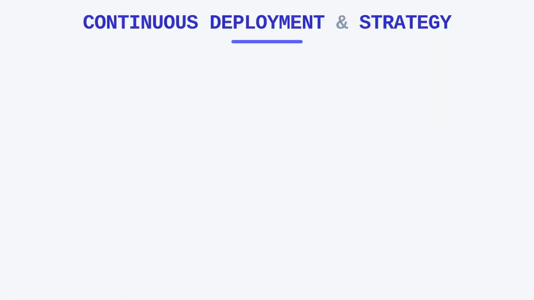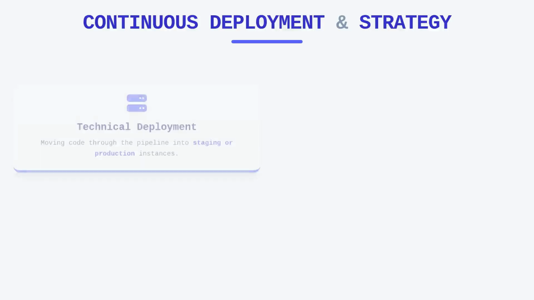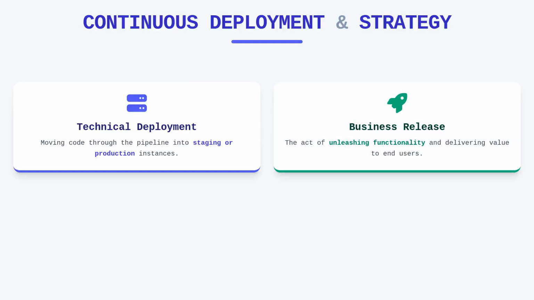Moving forward, continuous deployment pushes these integrated changes into a production environment, though it is vital to distinguish between a technical deployment and a business release. Deployment involves moving code through the pipeline into a staging or production instance, potentially hidden behind feature toggles.